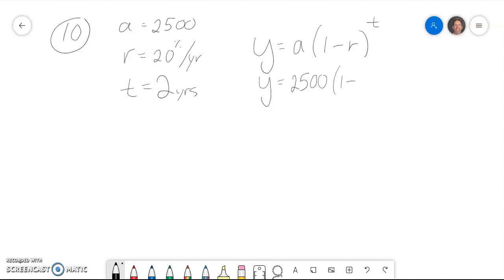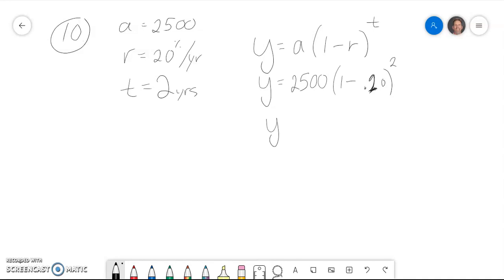So 1 minus, now again, be careful. Do we put in 20? No, we put in 0.20, sorry, my two's really messed up there, because you need to convert your percent into a decimal number, okay? And then the time would be 2 on this one.